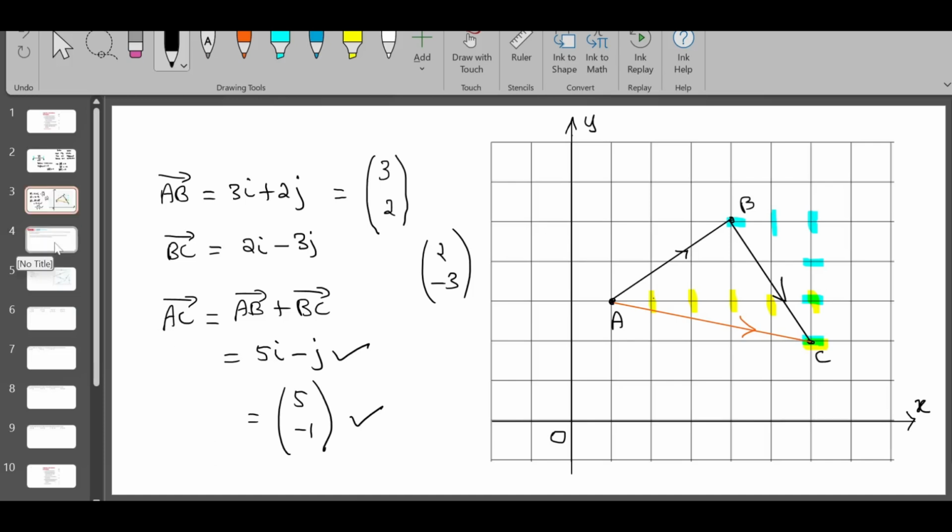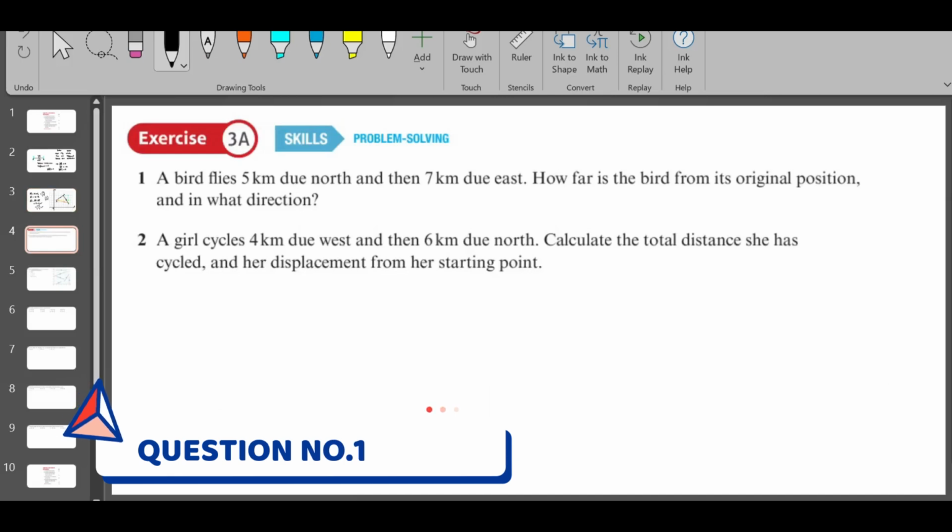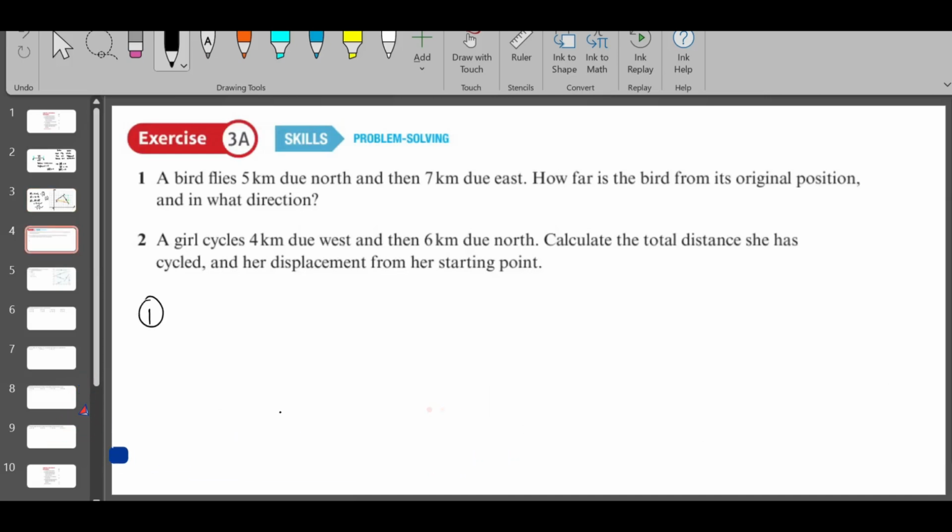So let's look at some questions from this exercise, exercise 3A. Question number 1. A bird flies 5 km due north. So this is 5 km.